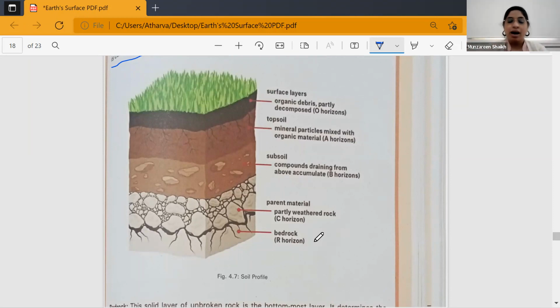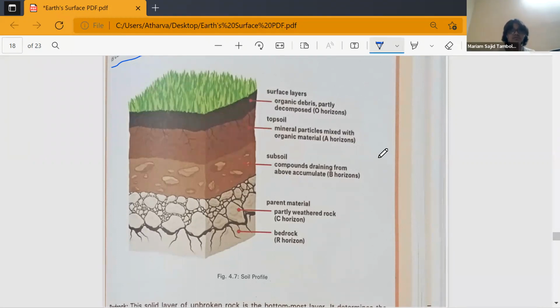Then you have subsoil. What is subsoil? Compounds draining from above accumulate. This is horizon B. You remember we did three horizons, horizon A, B, and C. And this layer is very much visible, right? Can you make out the difference? The color?